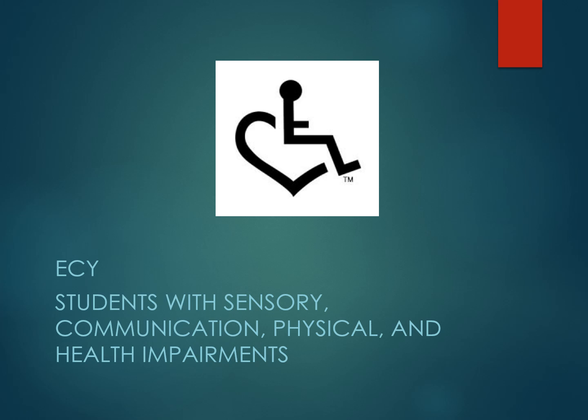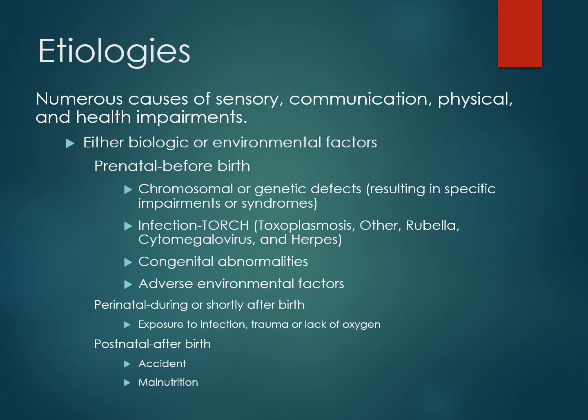This presentation is going to focus on students who have sensory, communication, physical, or health impairments. With these categories, it's important that the team look at the etiology, the cause, as we look at the developmental history of the student. However, knowing the cause is not going to change the services that the student might receive, but it gives the team just a broader understanding of the student and their background.